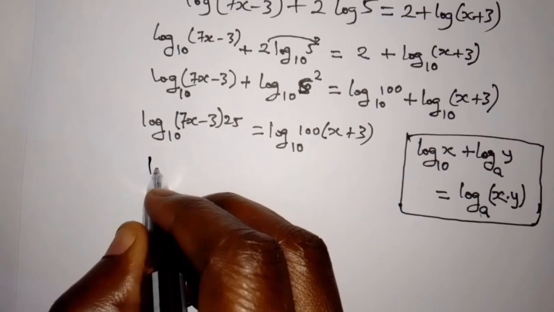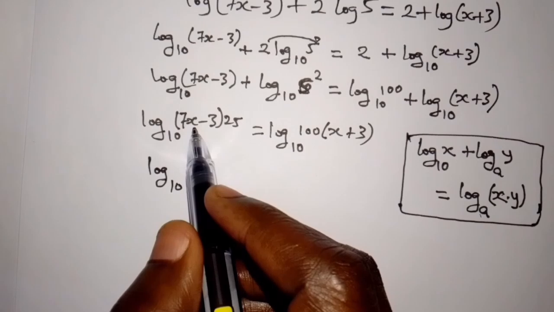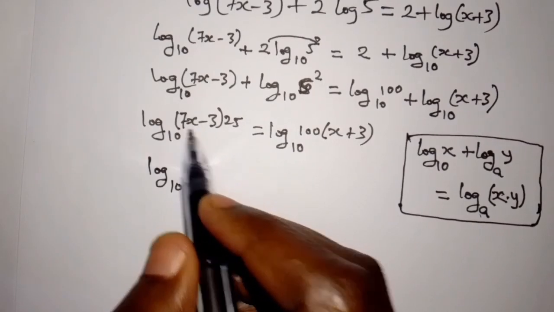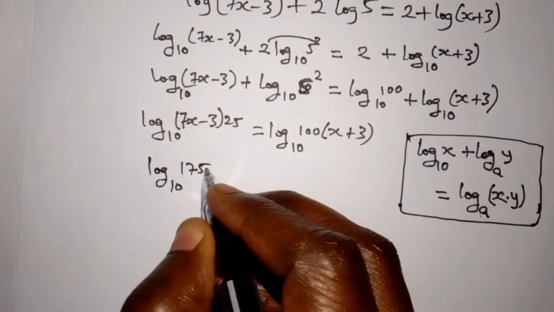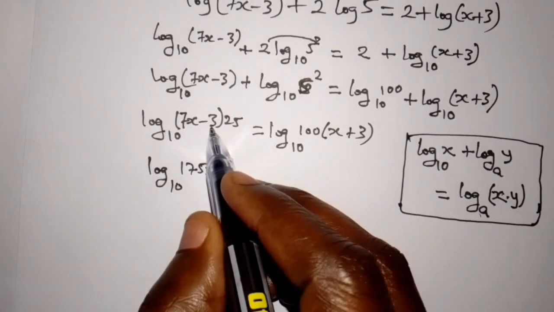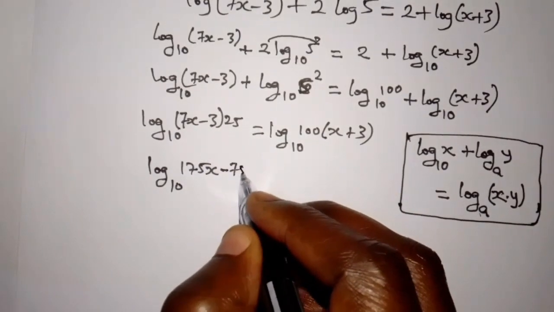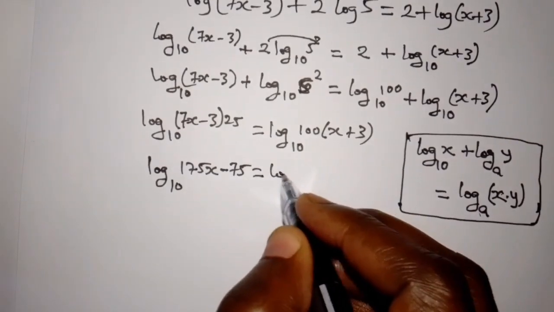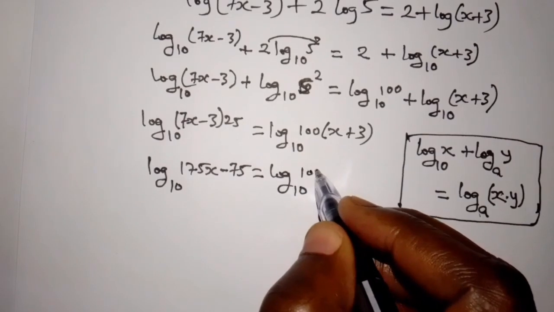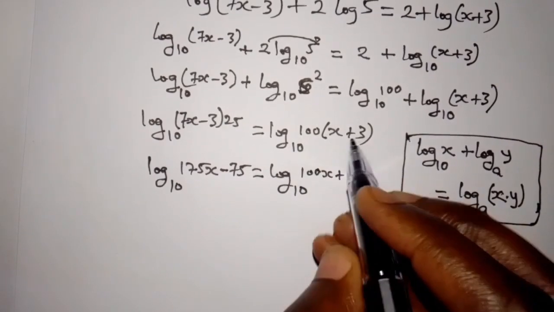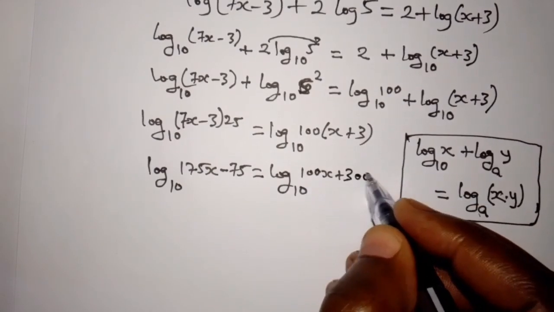This is giving us a log base 10 of 25 times 7x, which is 175x. 25 times negative 3 is negative 75, is equal to log base 10 of 100 times x, which is 100x, plus 100 times 3, which is 300.